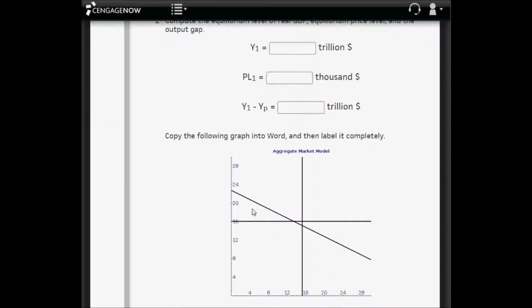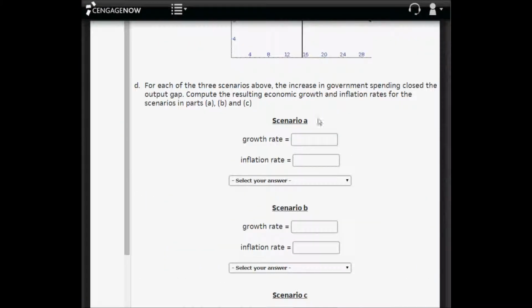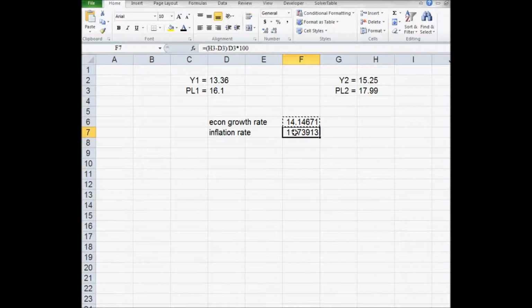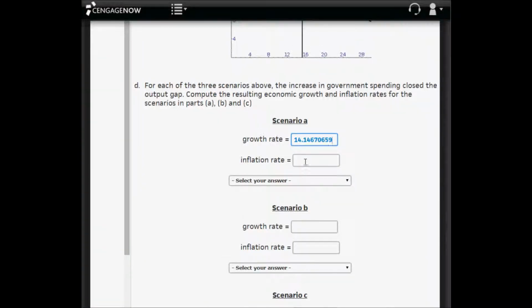We're going to copy that into scenario A of part D. We're going to copy the inflation rate into this answer blank here. And we want 3 decimal places, so because the fourth is a 1, we can delete that. Because the fourth decimal place is a 7, the 6 becomes 7.